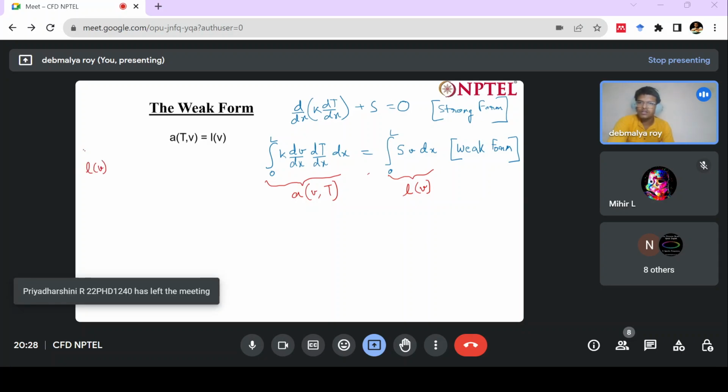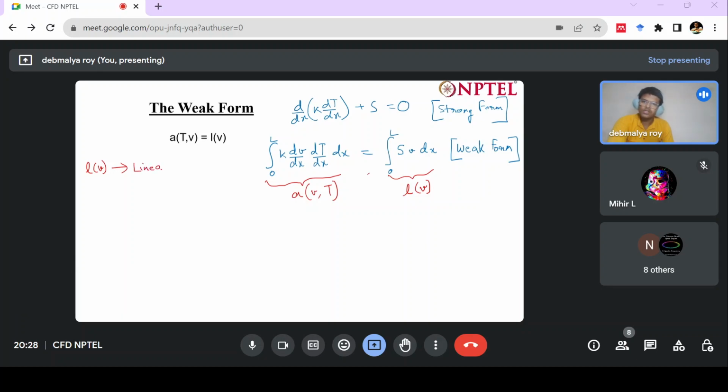L(v) is called the linear term. So linear has this kind of property: L(v1 plus v2) will simply be L(v1) plus L(v2), and that is true. You can simply substitute v1 plus v2 here, and you will see that it simply breaks into two integrals. So this is the linear term.